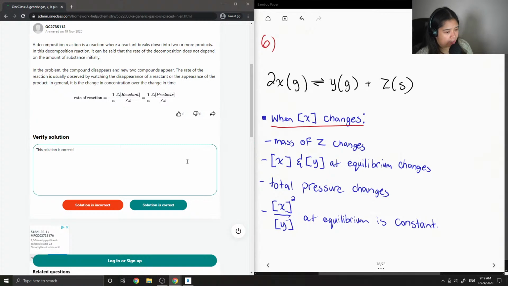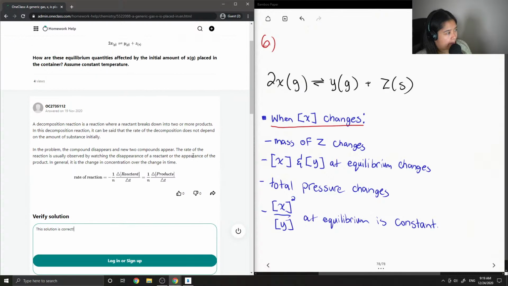I'll also just add all the other equilibrium quantities.